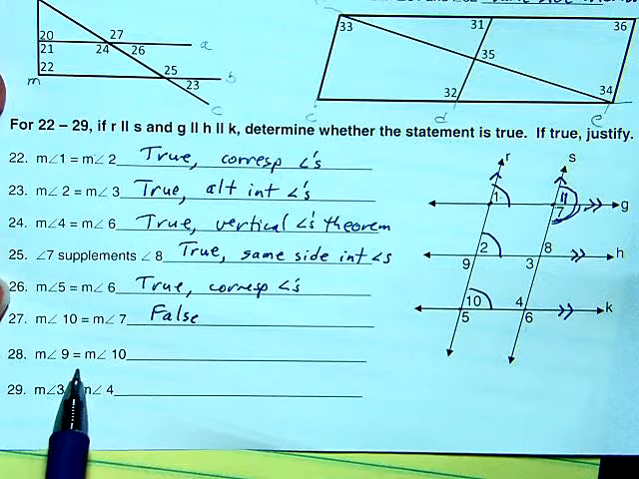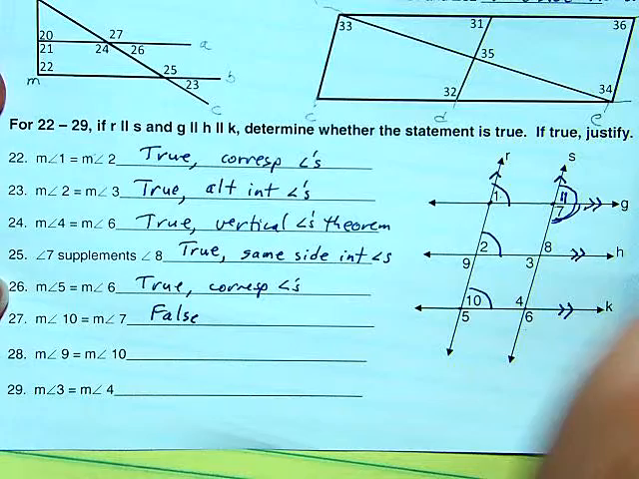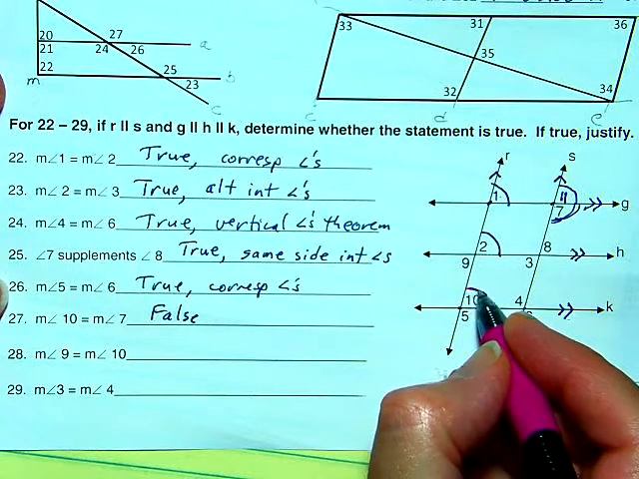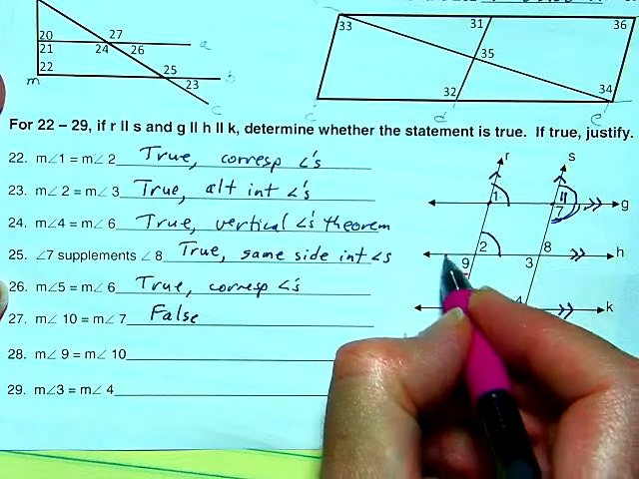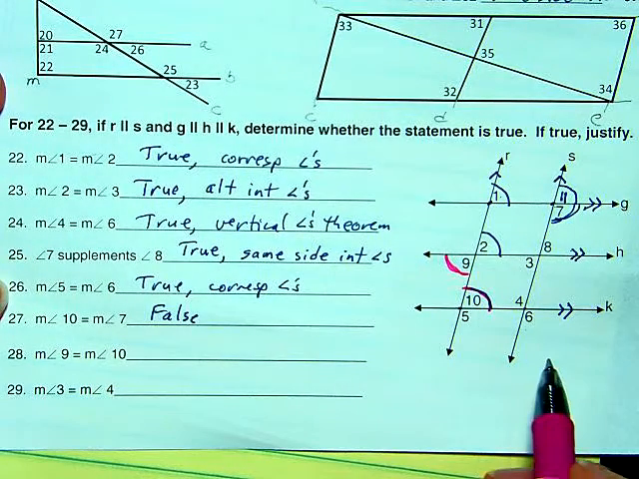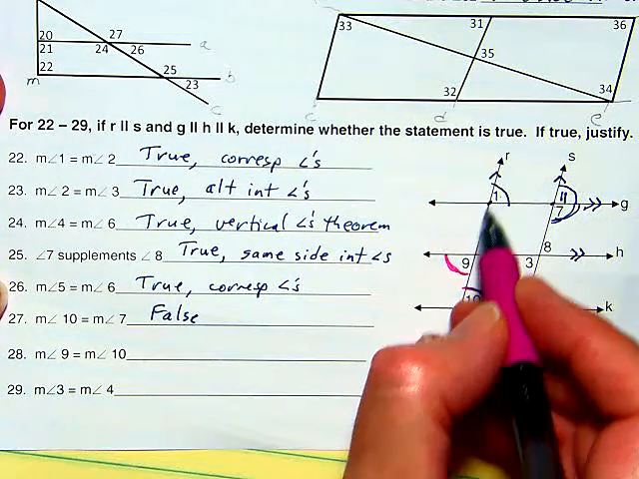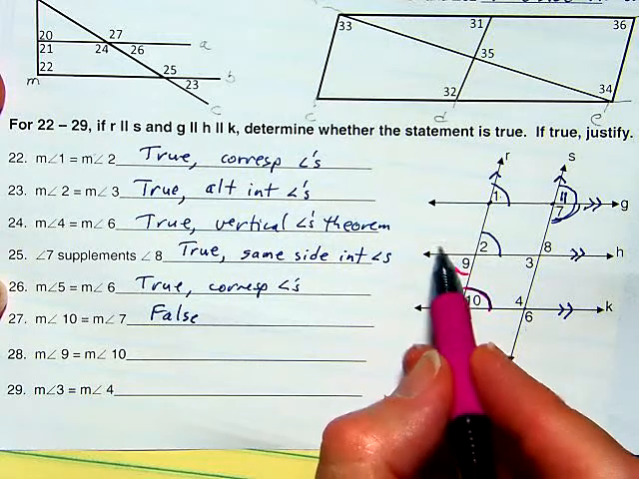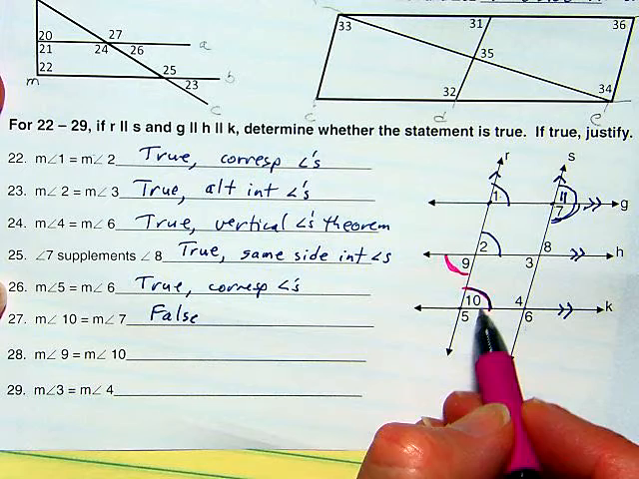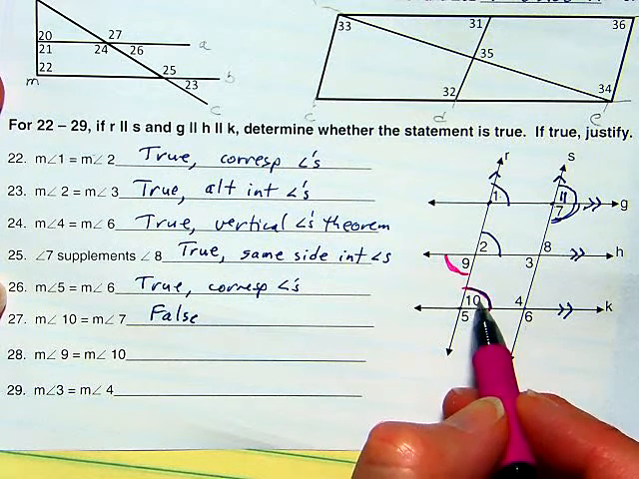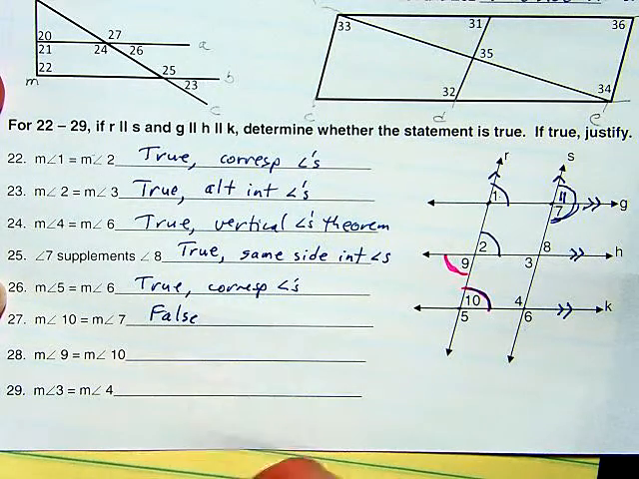The measure of angle 9 equals the measure of angle 10. Let me use a different color here. So let's now overwrite 10 with the pink and overwrite 9 with the pink. So the question is, is 10 equal to 9? Do they share a common transversal? Yes, they do. They share R, right? And when R cuts H and K, it creates angles 9 and 10. So 9 and 10 are interior angles. They're between the parallel lines, and they're on alternate sides, opposite sides of the transversal R. So they are congruent. The answer is true.